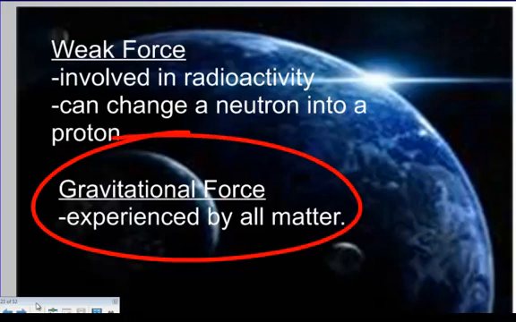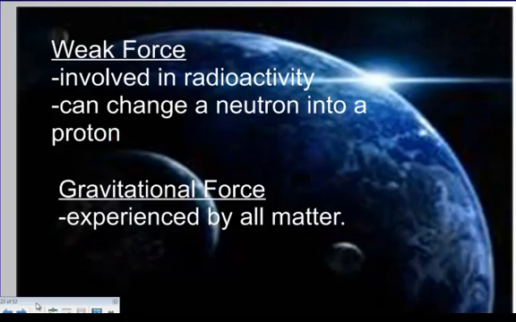And then the last force is the gravitational force. Gravity is experienced by all matter. Everything that's made of matter has a gravitational force. Atoms are definitely made of matter, so they're experiencing a gravitational force as well, meaning that they're attracted to each other. The Earth pulls atoms down towards it. The Earth is made of atoms as well. So those are the four main forces that make up the atom.